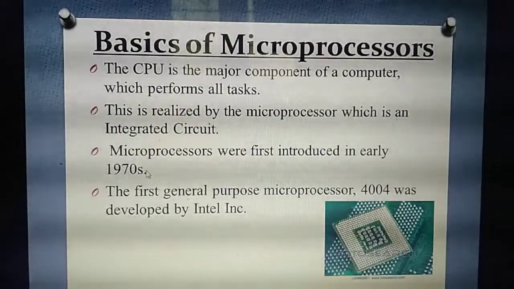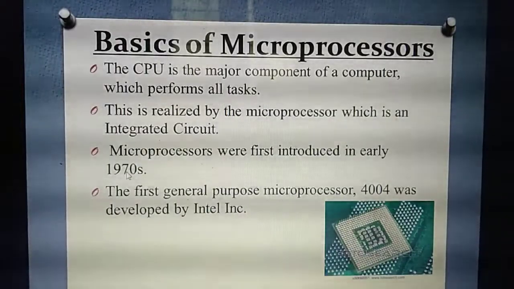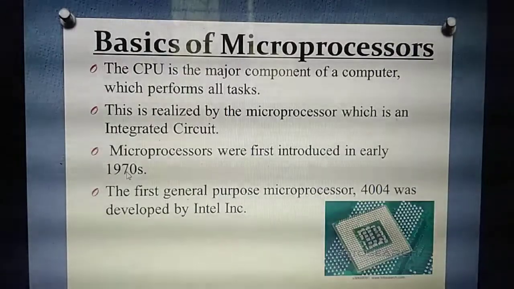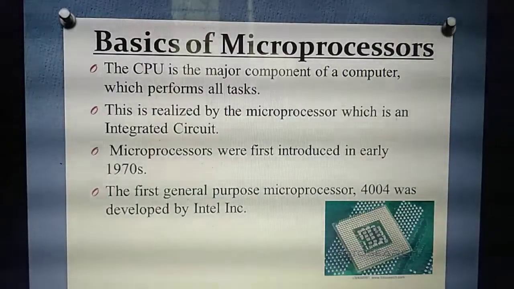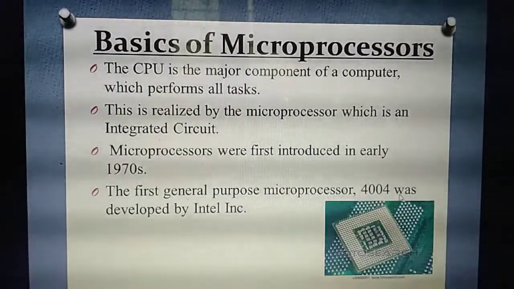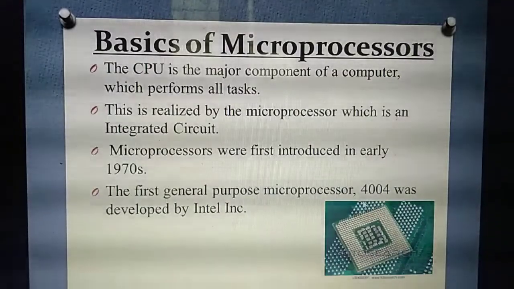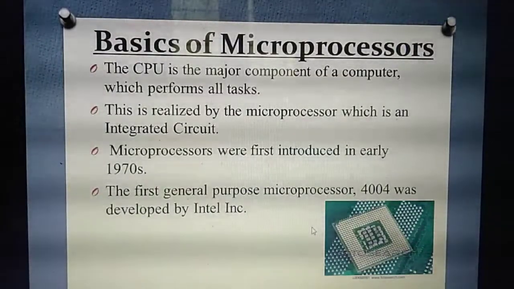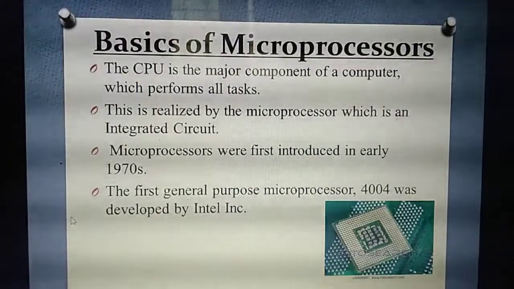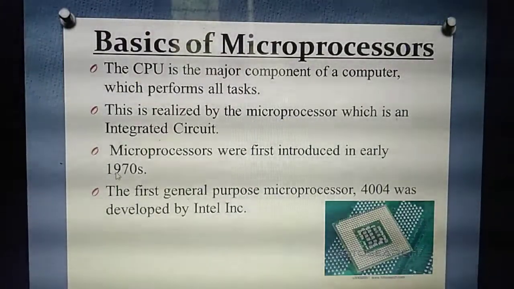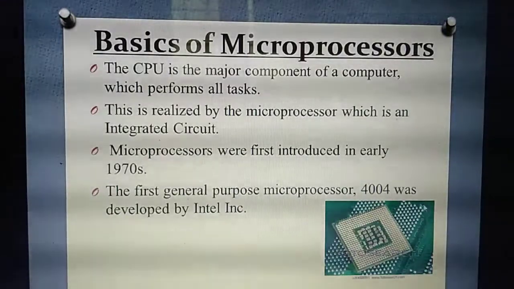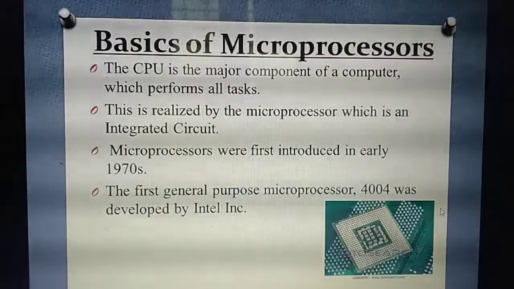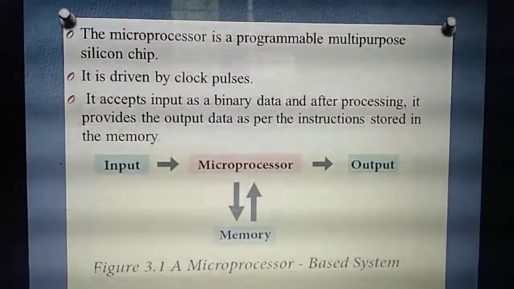First, they introduced the microprocessor in the year 1970. Which year did they introduce the microprocessor? 1970. What is the name of the first microprocessor? 4004. What's the first general purpose microprocessor they designed? 4004. This was developed by which company? Intel Inc., a very popular company. So who devised the first general purpose microprocessor? Intel Inc., in which year? 1970. What's the name of that microprocessor? 4004. Understand? Yes.